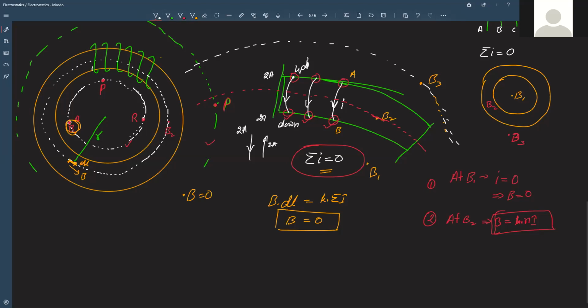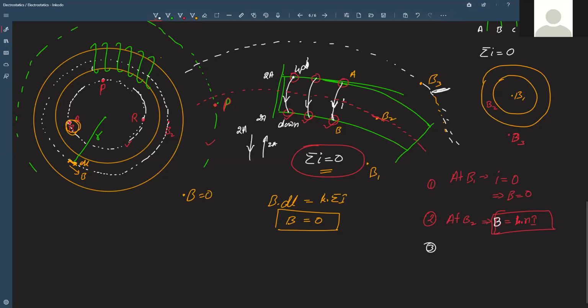Right? So that is that point. And outside, suppose your point is B3, so there what we see is that at B the current is going downwards, but at A it is coming upwards. So if you consider that loop, all the currents will actually get cancelled by the same wire which is coming up and going down in the loop. So same as the first case, right?